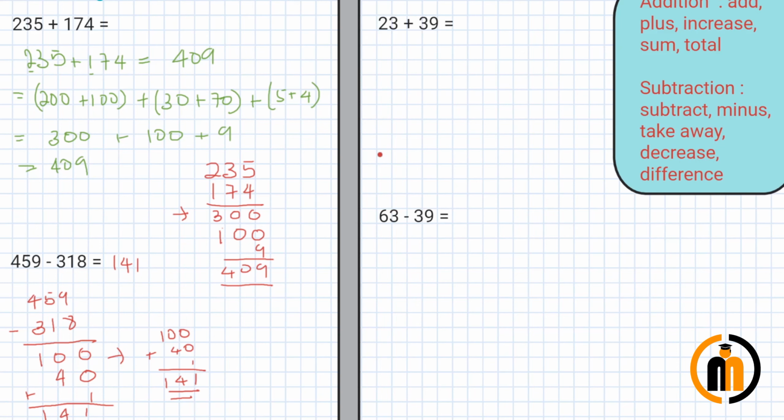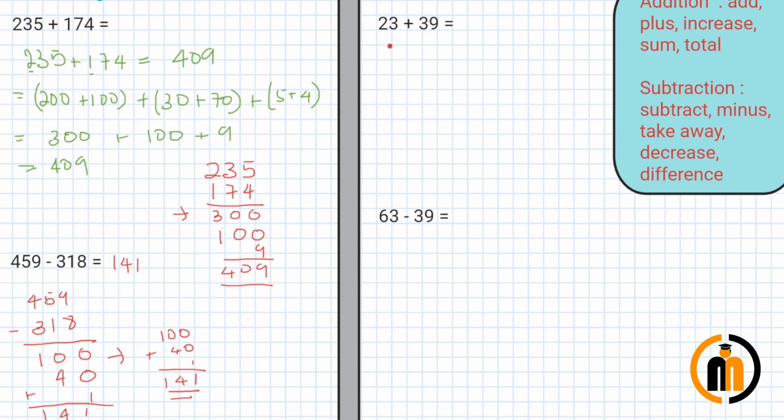Now in the next section, we're just going to discuss certain vocabulary. For addition, we have certain words that, when you read a worded problem, you will see these words and you will know that you have to add numbers together. Some of the words are add, plus, increase, sum, and total. And for subtraction, you can say subtract, minus, take away, decrease, difference. So I'm going to write a few examples here.